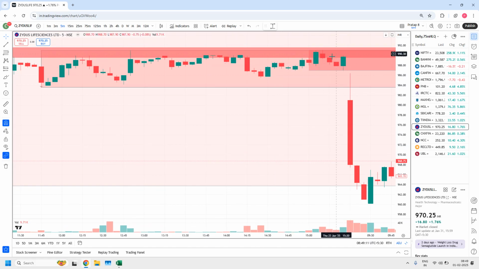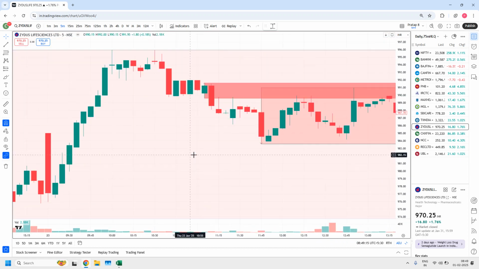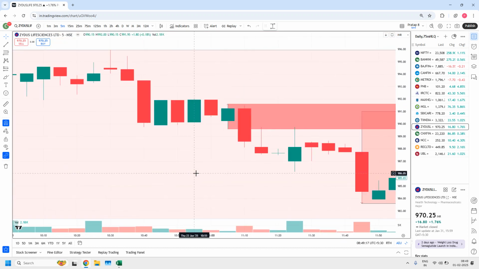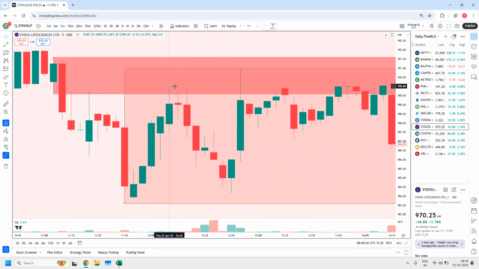So that means this zone will violate easily? No, because here I identified a drop, base, drop. And this drop, base, drop is acting as a high liquidity zone.